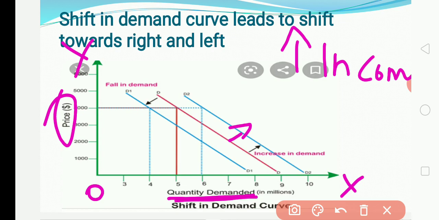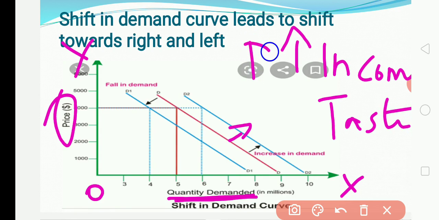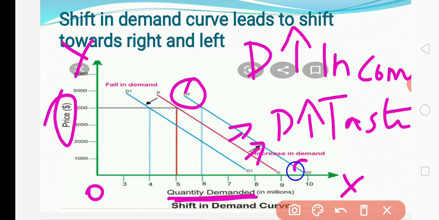Suppose if I like apple, demand for apple will increase, that is taste. So when I like the taste, the demand for apple increases. At that time, what will happen? The demand curve will shift rightward. The demand curve is shifting rightward, which is representing D2, D2.